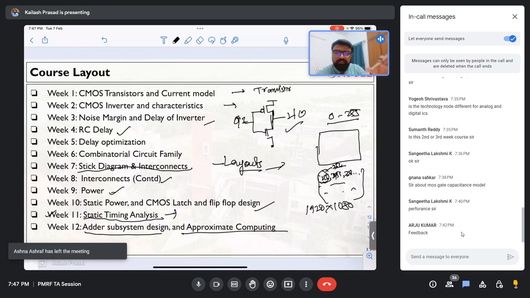So this is the course layout. Okay, does anyone have any questions about the course layout?